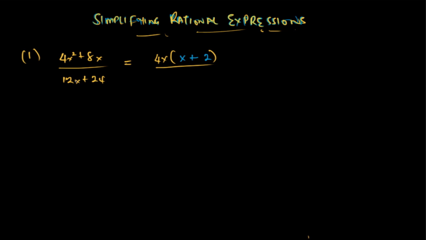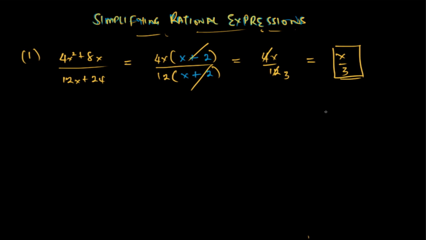Divided by, now for the denominator, we have 12 to be common. Leaving 12 in 12x is going to give us x, plus 12 in 24 is going to give us 2. And then what you observe here is x plus 2 is here, x plus 2 is here. So this cancels this. So we are left with 4x divided by 12. But we don't stop here. 4 goes into 12, 3 times. So our final answer is going to be x all over 3. Let's look at one more example.